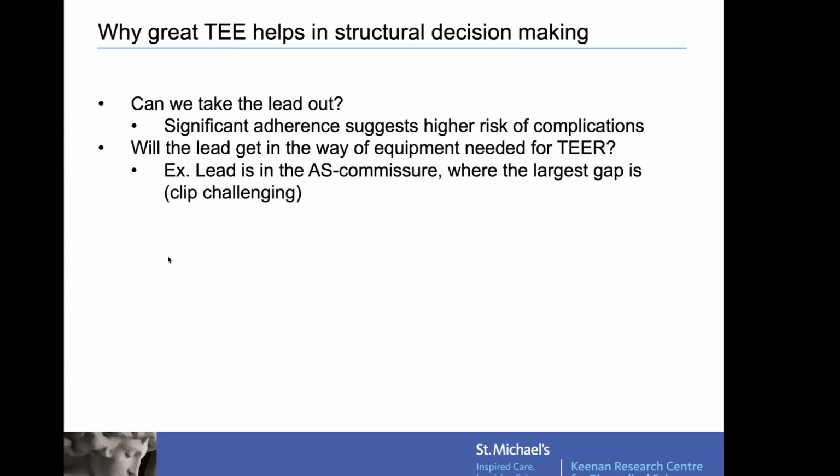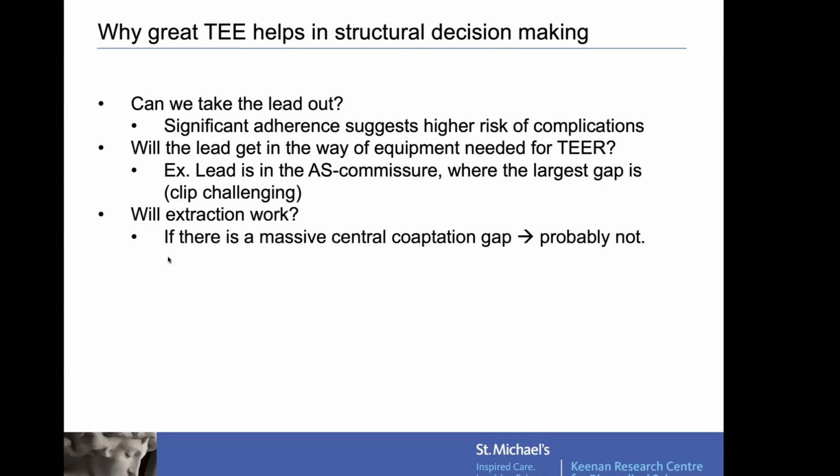Identifying where the lead is in relation to where the TR is coming from also has implications in getting the actual equipment there. So for example, let's say you have a big gap between the anterior leaflet and the septal leaflet. Well, you'd like to deliver a clip there. If there's a lead hanging out in that commissure, bouncing around, that makes it very difficult for the structural guys to put in a clip there. So understanding where that lead is, getting in the way of the equipment needed, is a consideration as well. This is something we try to answer with TE as well.